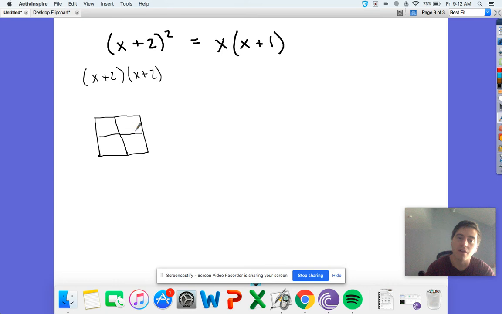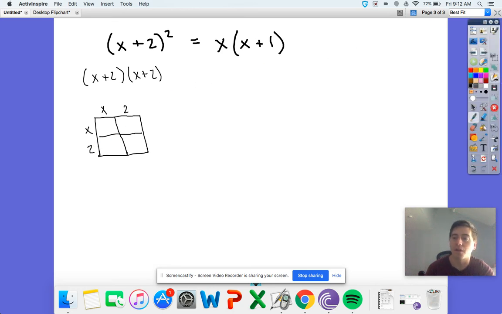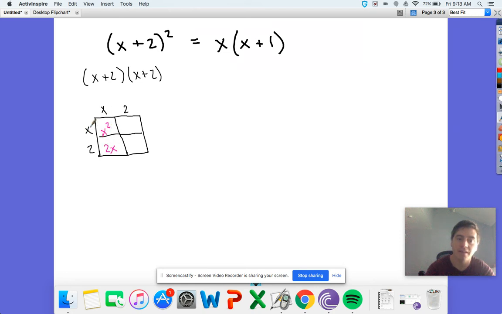So I can make a little area model. It's 2 by 2 since it's 2 terms on each. x and plus 2, x and plus 2, and then they multiply through. So x times x is x squared, x times 2 is 2x, x times 2 is 2x, and 2 times 2 is 4. So when I add these all up, that gives me x squared, 2x and 2x is 4x, and 4.